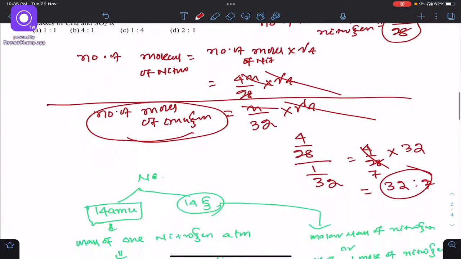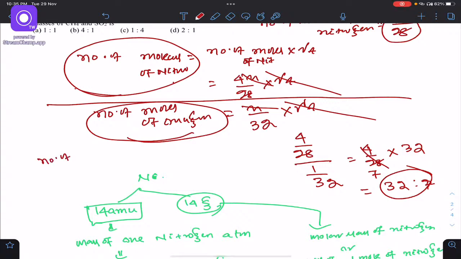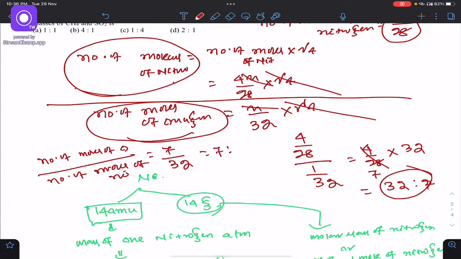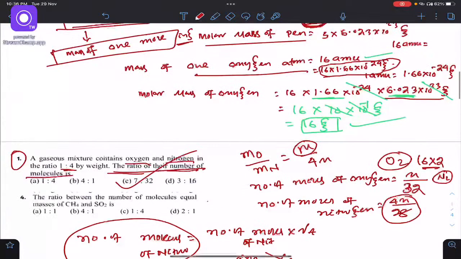of nitrogen. This one is number of moles of nitrogen divided by number of moles of oxygen, and whenever we convert, the denominator becomes the numerator and the numerator becomes the denominator. Number of moles of oxygen divided by number of moles of nitrogen is equal to 7 divided by 32, which is 7 is to 32. Okay, option C is the right answer. Clear? Option C is the right answer.